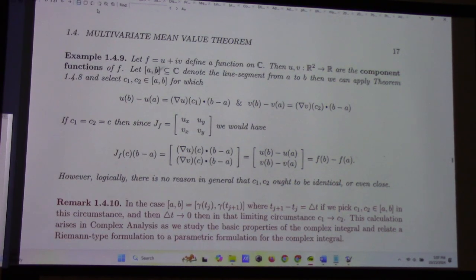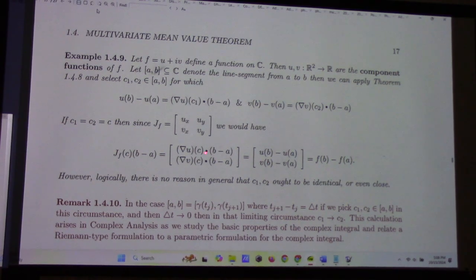So for instance, in the complex case, if you have f equals u plus iv, the component functions are u and v, right? For the line segment from A to B, we can apply the previous theorem to the real part and the imaginary part separately, and we get gradient of u at c1 and gradient of v at c2 such that these conditions are met. And then the Jacobian is a stack of the gradients of the real and the imaginary component functions. And so we can write, Jacobian of f at c times b minus a is equal to that.